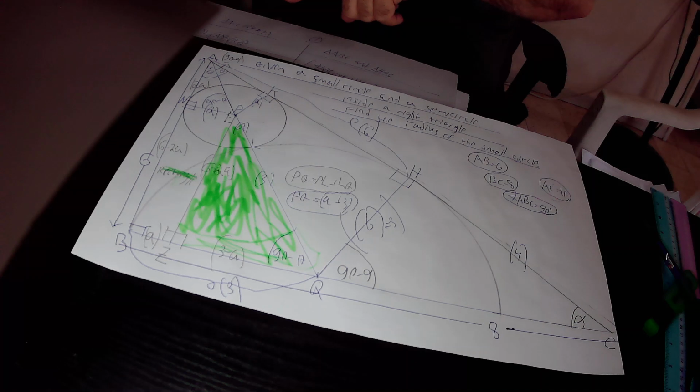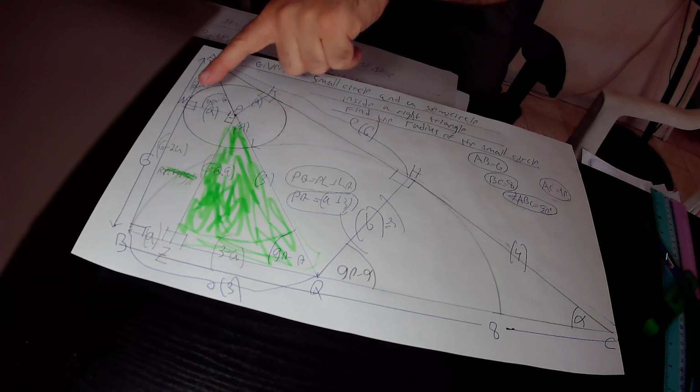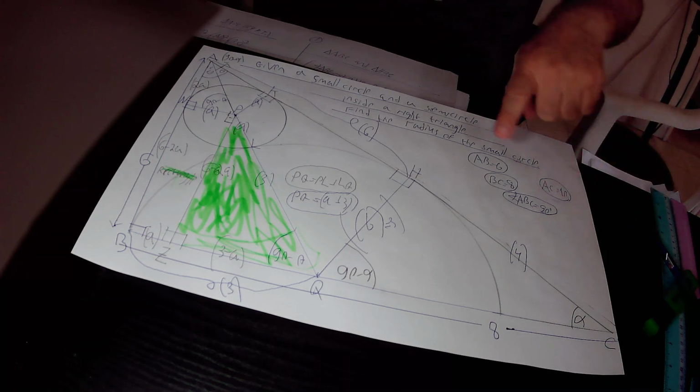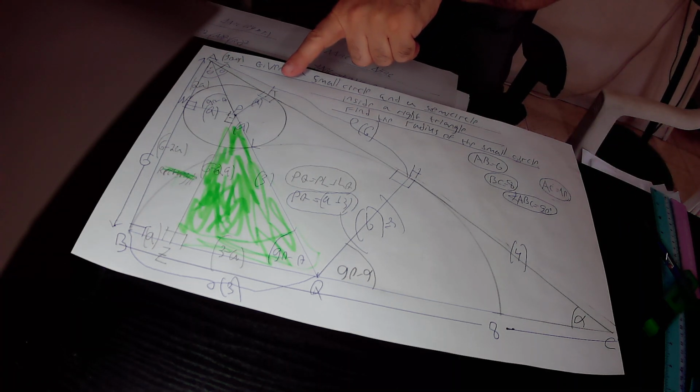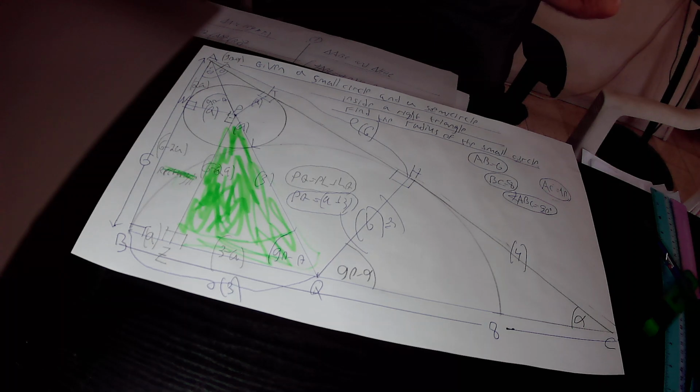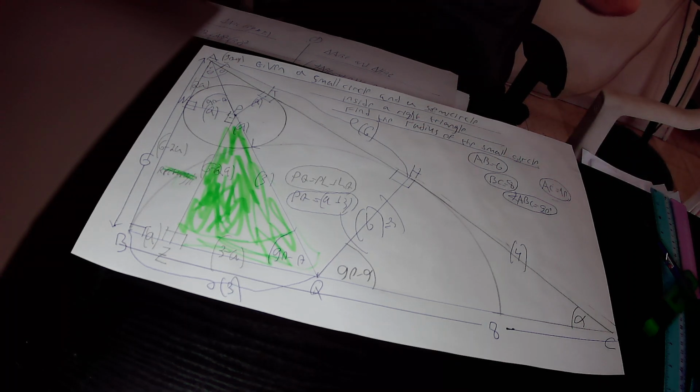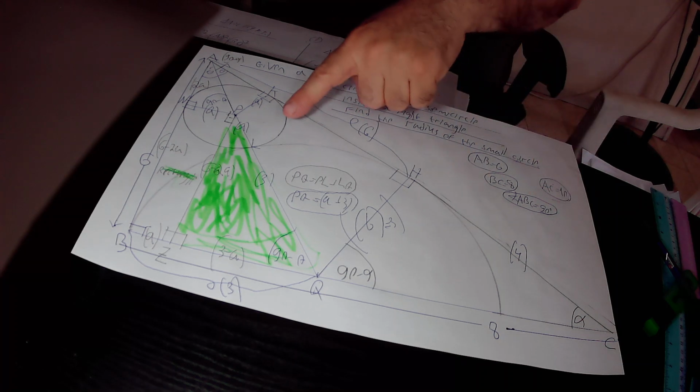We define the point of tangency of tangent AB with this small circle as point N. We define the point of tangency of tangent AC with this small circle as point K. We define the point of tangency of tangent AC with this big semicircle as point H. And finally, we define the touching point between this small circle and this big semicircle as point L.